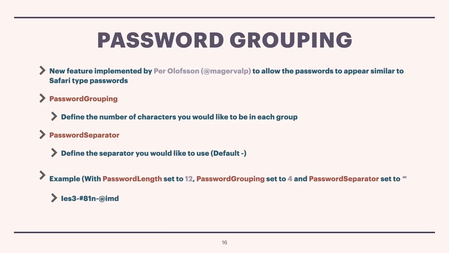So here's a small example with a password length set to 12, password grouping set to 4, and a password separator set to dash. You can see that we got a password that has some letters, some numbers, some symbols, and dashes.